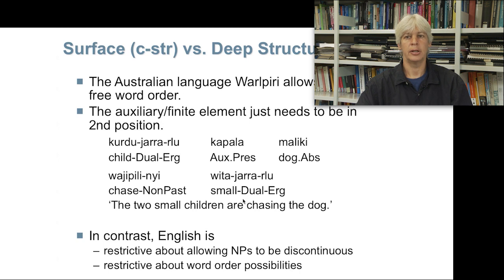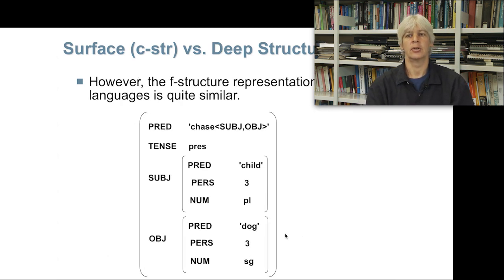So how do you know that small and children belong together? Well, you have this case marking, the ergative, and you also have the dual. So a speaker will know that small and children need to be interpreted together, even though they're far away from each other in this clause. English doesn't allow this kind of thing. English is more restrictive about discontinuous NPs and quite restrictive about word order possibilities. Warlpiri is quite free. So the LFG take on this is that you can do whatever you like on C structure, well, not whatever you like, but there are different generalizations. But at F structure, everything should look quite similar.